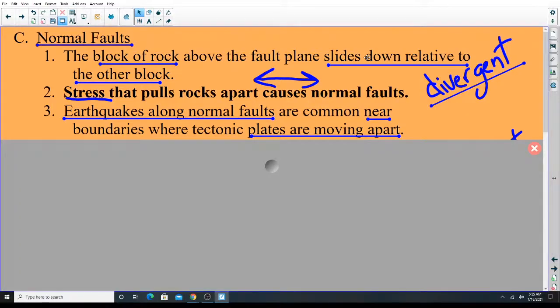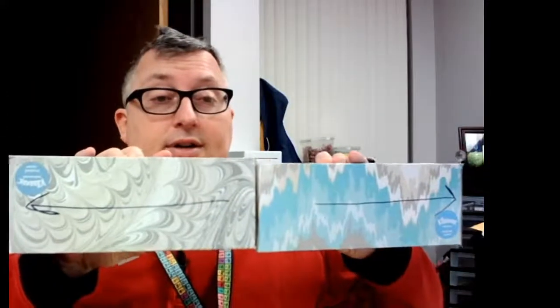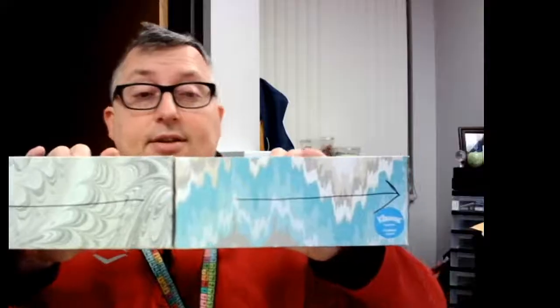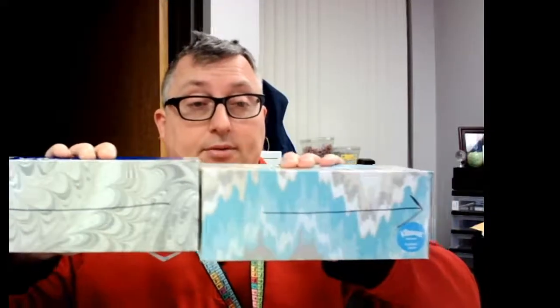They show that there. If you look at my handy dandy, very scientific tissue boxes of science, you can see that each one of these boxes has an arrow on it. And the arrow is showing the direction that they're moving from each other. So this tectonic plate and this tectonic plate are moving away from each other. That would be a divergent boundary.